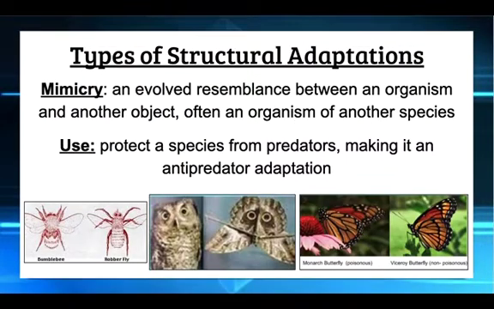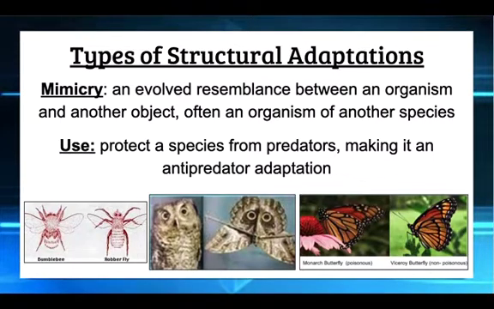The next type of structural adaptation is called mimicry. This is an evolved resemblance between an organism and another object. Basically, what this means is that a certain organism has evolved to look almost identical to a different type of organism. The reason why these species do this is to protect themselves from different predators. It's basically an anti-predator adaptation.